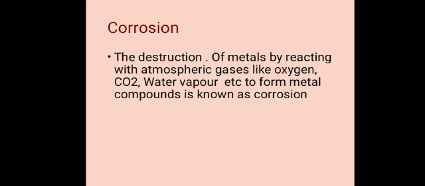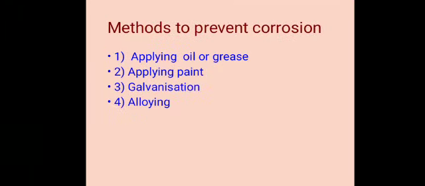Now if we want to prevent this corrosion, there are some methods. What are the methods to prevent corrosion? We can apply oil or grease, or we can apply paint on the metal, or galvanization, or alloying. Alloying means we can mix metals with other metals. That method is known as alloying. As a result, we can reduce the destruction of metals, that is corrosion.